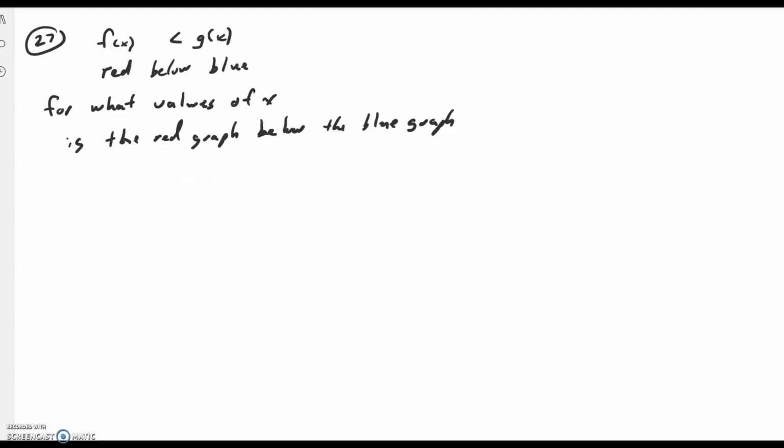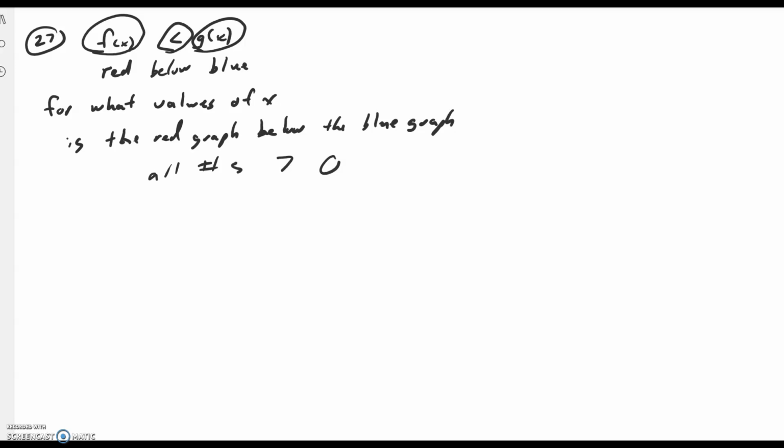Problem 27 is asking us, for what values of x is the red graph below the blue graph? Well, the red graph is below the blue graph when x is more than 0. At x equals 0, the two graphs hit each other at the point x equals 0, y equals 3. But if you go to the right, then the f of x graph is below the g of x graph, which means its output is smaller than the output of the g of x graph. So we want to describe all numbers greater than 0. That's what we're trying to decide. And we have to do that in set builder notation and interval notation, because that's what it asks for.